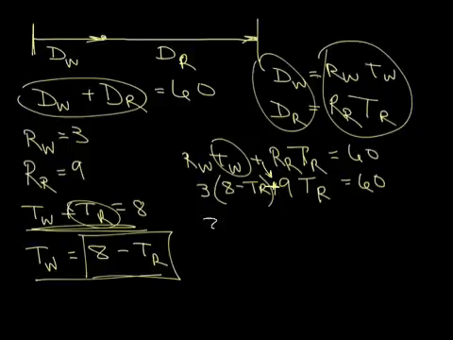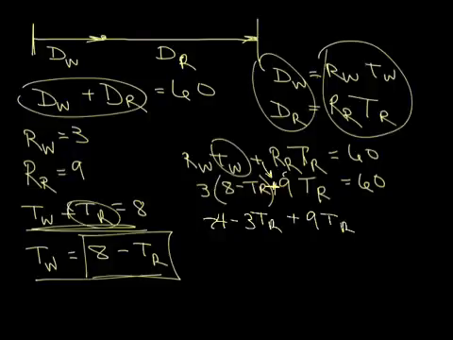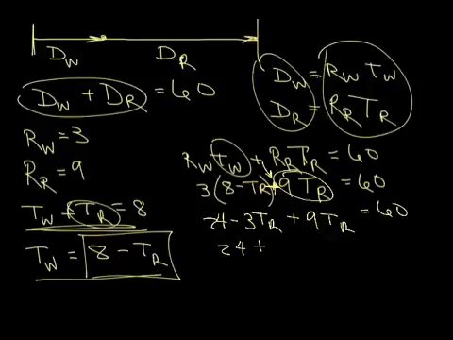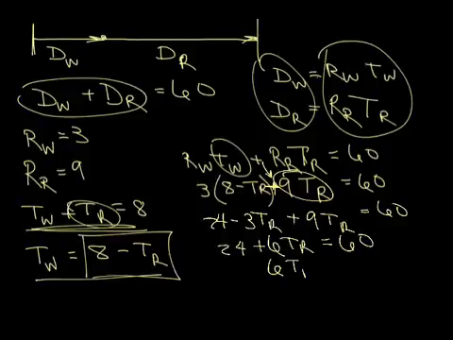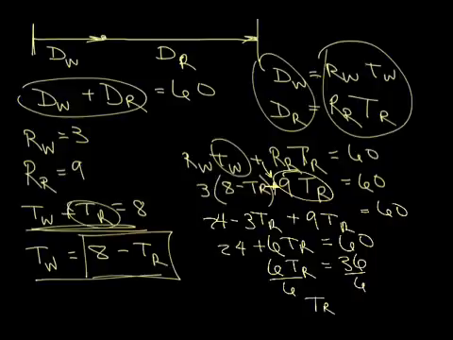All right, so I do the math. 24 minus 3 TR plus 9 TR, which is this one right here. Okay, I'm going to add my TRs. Negative 3 plus 9 is 6. Okay, subtract my 24. And that gives me 36. Divide by 6, divide by 6. The time that he rode was 6 hours.